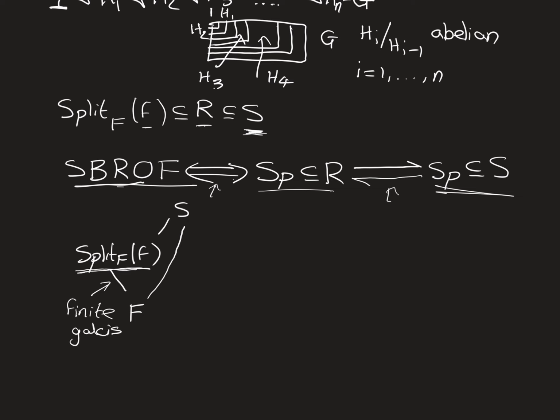And you might worry, you might say, oh, is that always the case that splitting fields are always finite Galois extensions? Yes, in characteristic zero it is. And you might say, well, what I learnt is that a finite Galois extension is a splitting field of a separable polynomial. What if this polynomial isn't separable? Well, this is the beauty of characteristic zero.